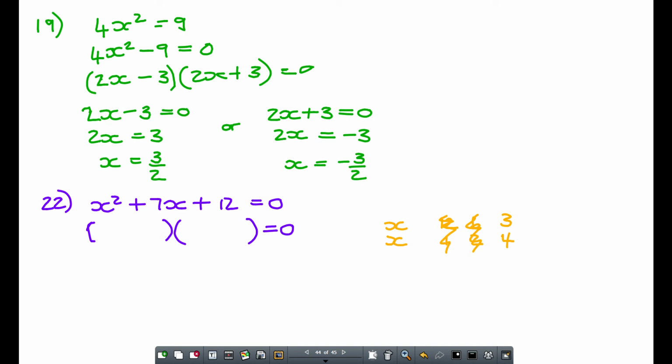What would my signs be? I'm supposed to get a positive 7, so plus 3, plus 4. Okay, remember to go check the sign of term 3. Because that's a plus, it means that signs must be the same, right? And are my signs the same? Yes. Okay, so x plus 3 and x plus 4. Right, which means that x will be minus 3 at that first bracket, and x would be minus 4 at the second bracket. Any questions?